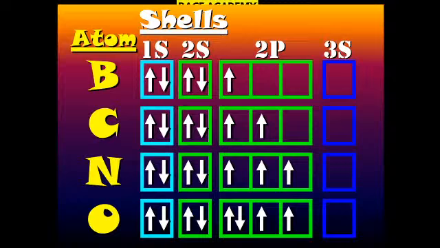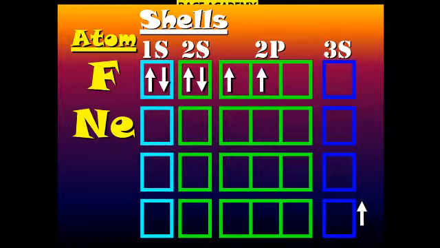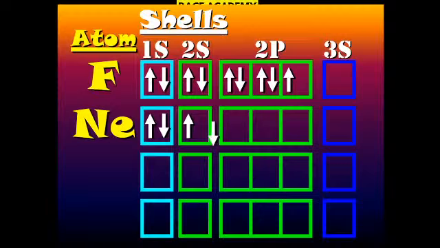Okay, so now I'll see the fluorine case. There are 5 electrons in the 2p level in the case of fluorine. And in the fluorine case we have one unpaired electron.